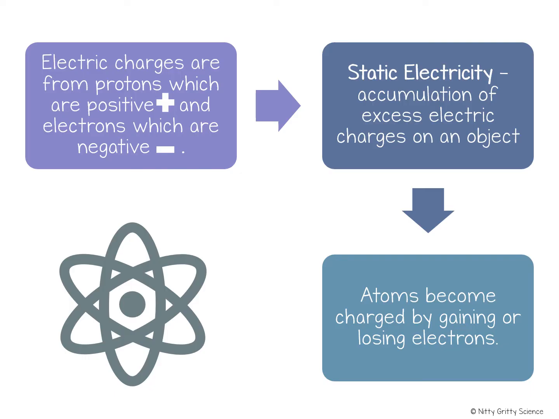When you went and reached for that doorknob, those excess negatively charged electrons used your finger as a conductor and, chuck, got you right on that doorknob. That is called static electricity, the accumulation of excess electrical charges on an atom.